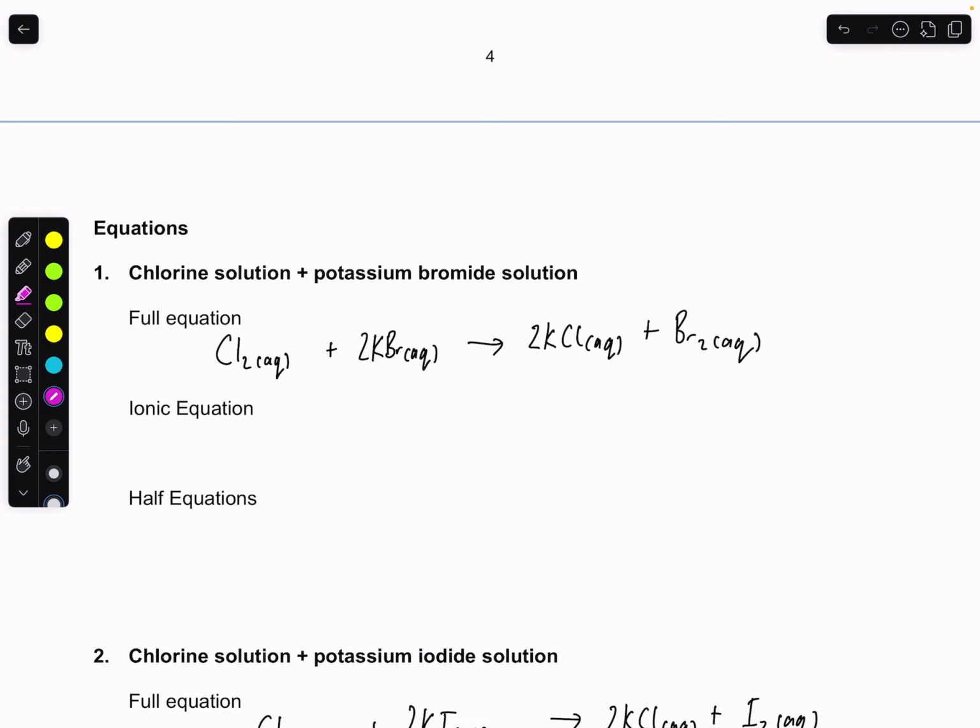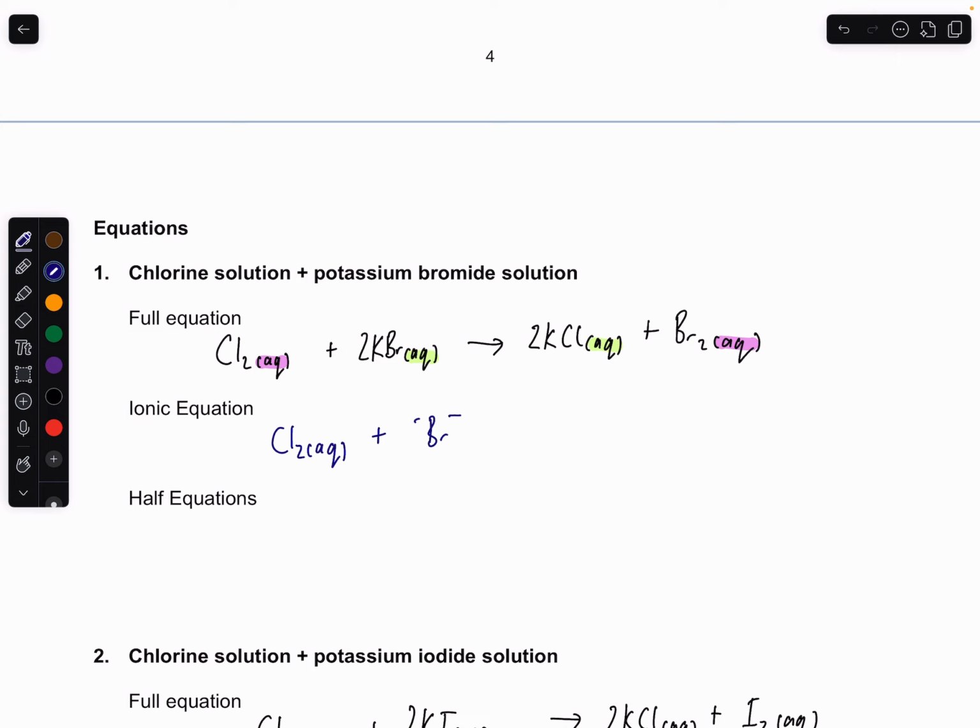Just a reminder that if we're writing an ionic equation, we look for the species that are aqueous and ionic, and we're going to break those apart into their ions. However, if it's covalent and aqueous, we're going to leave those alone. So we're going to keep those as they are. So chlorine is aqueous and covalent. We're not going to break that apart into its ions, but potassium bromide we will.